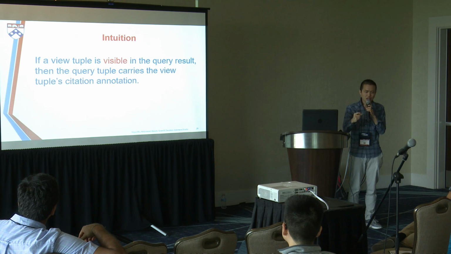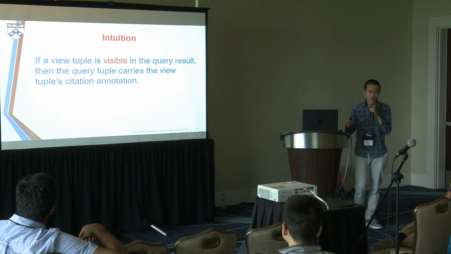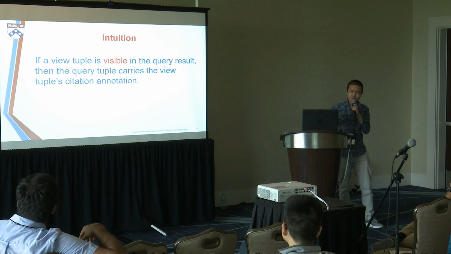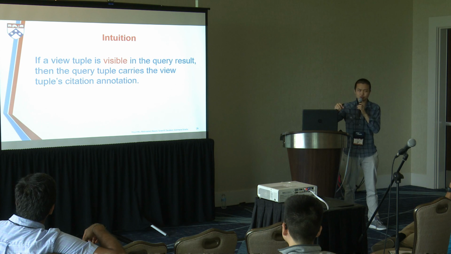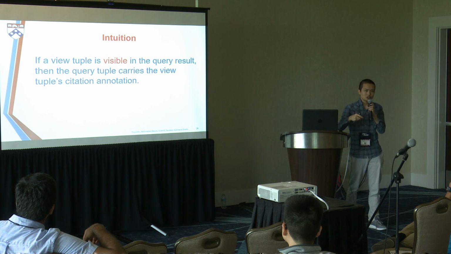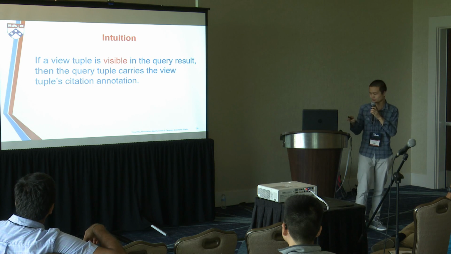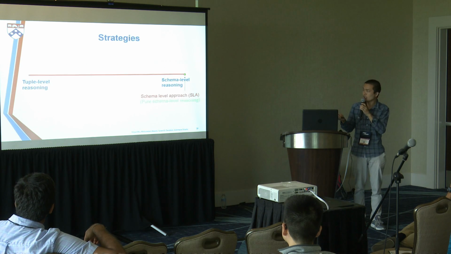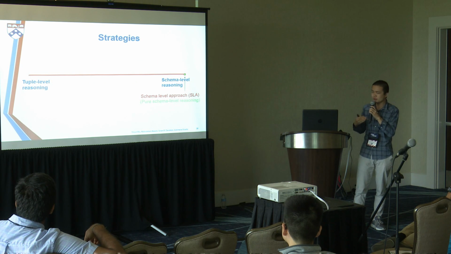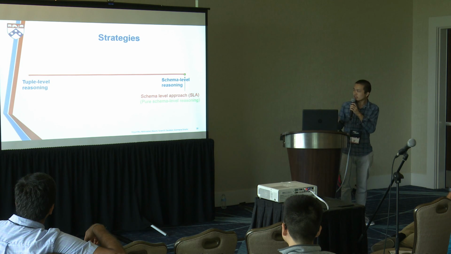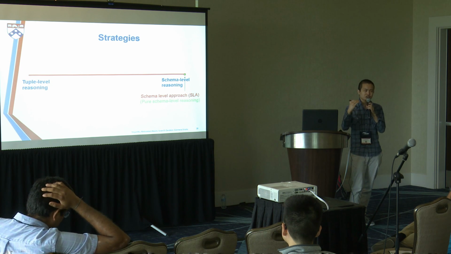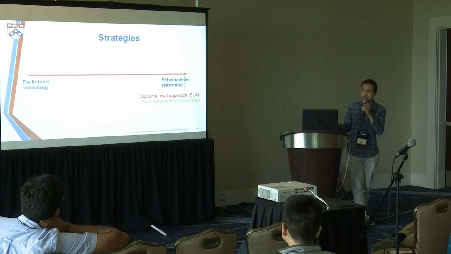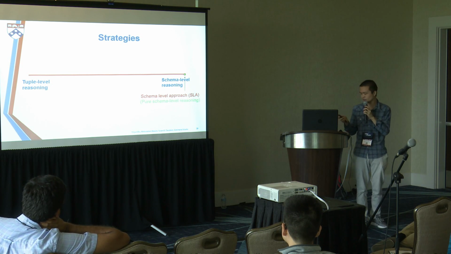Since we need to construct citations for every query tuple, the intuition behind the reasoning process is as follows. That is, we want to use those visible view tuples from the predefined citation views to construct the citations for the query result. Based on this intuition, we designed three approaches in which the amount of reasoning increases from the schema level to the tuple level. The first approach is called the schema level approach. This approach only reasons at the schema level and generates the citations for the entire query result. This approach is very similar to query rewriting using views techniques.